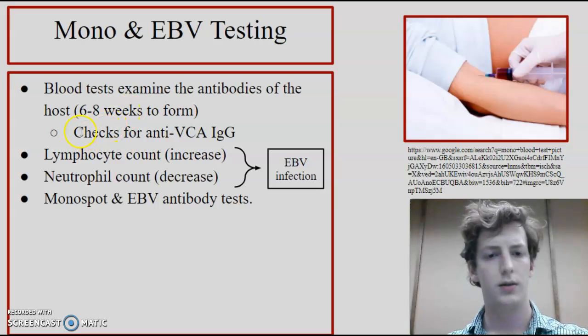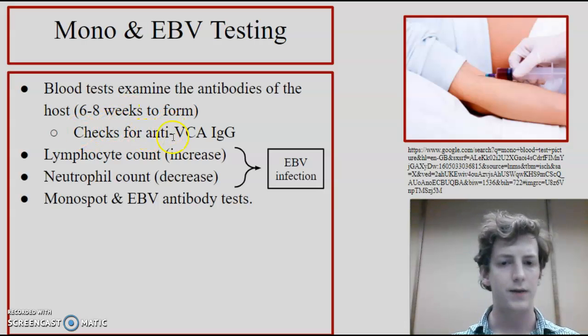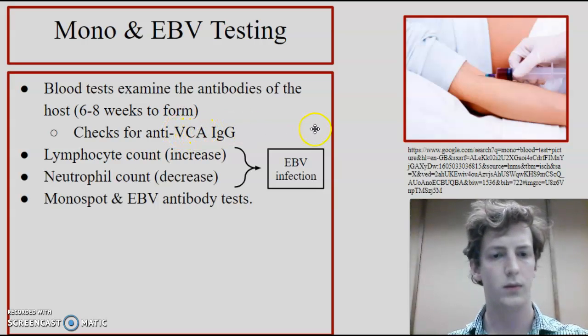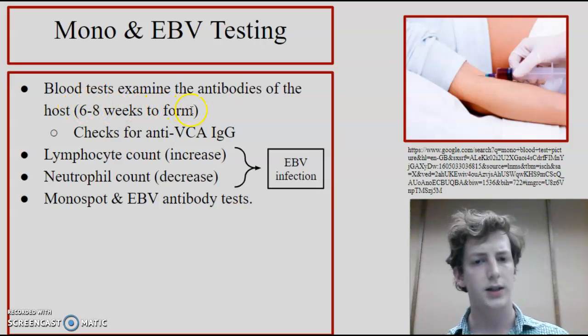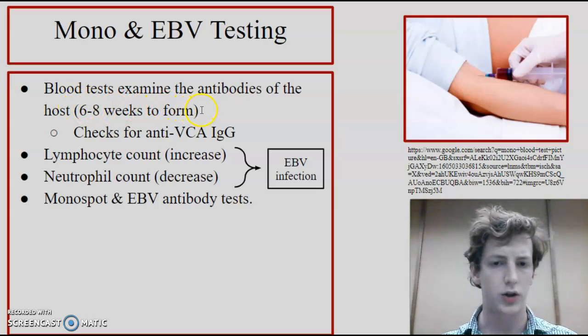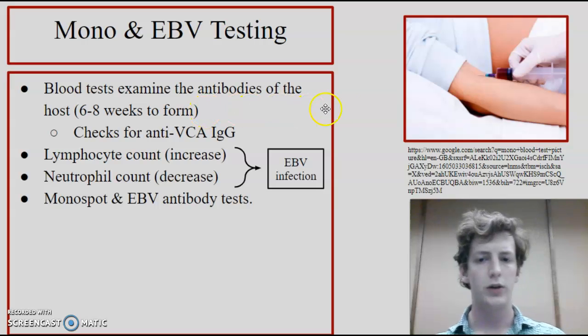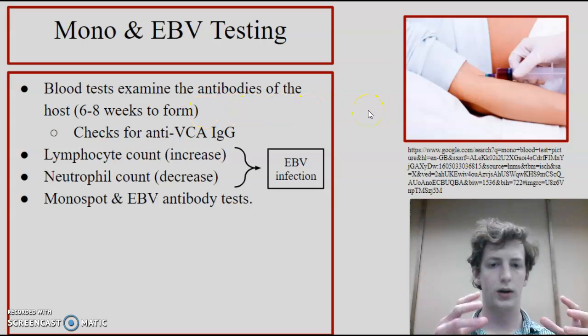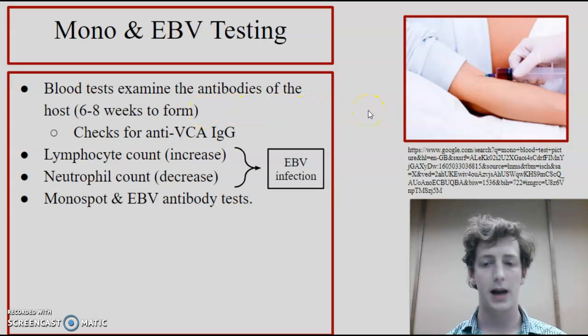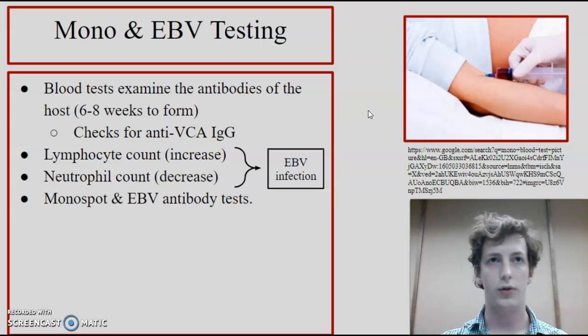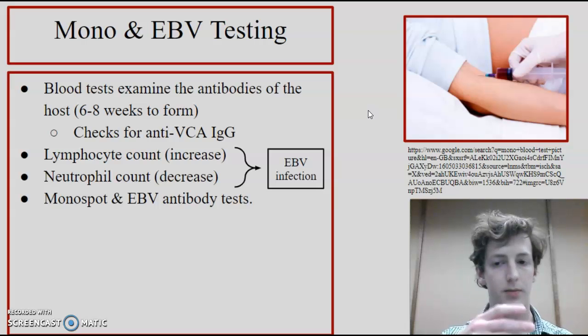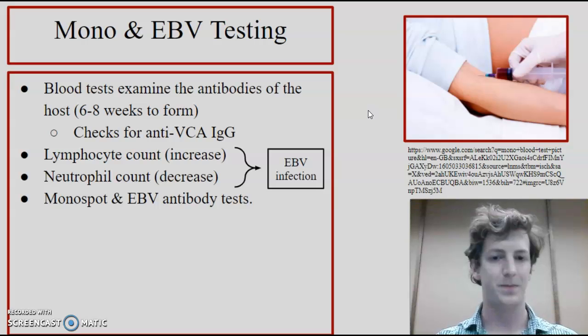Particularly, you're checking for anti-VCA IgG, VCA standing for viral capsid antigen. It typically takes 6 to 8 weeks after an infection to form these antibodies. So when you get a blood test for EBV or for mono, they may have you come back a week after, even if you test negative, because although you may experience symptoms of mono, it takes a few weeks to form those antibodies.